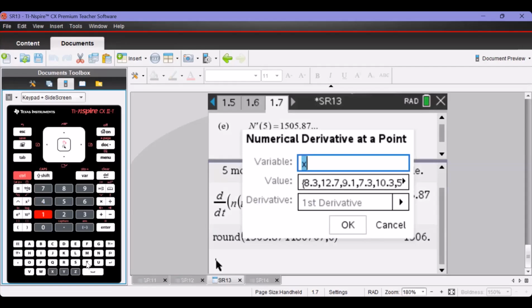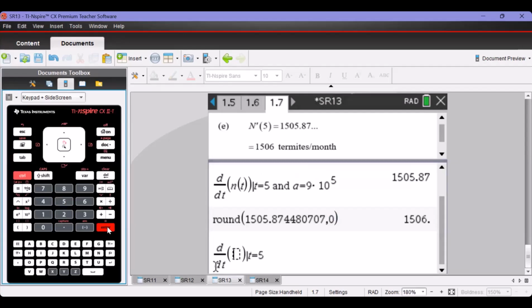Now press tab. The value that we require here, we're after the calculation of n dashed of 5. So our value is 5. And we're after a first derivative. So we press tab to highlight OK, and then press enter. And what comes up is a template.